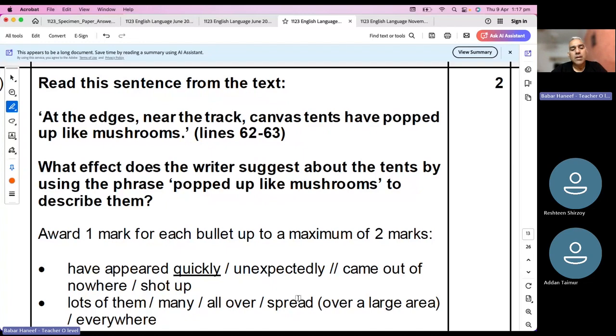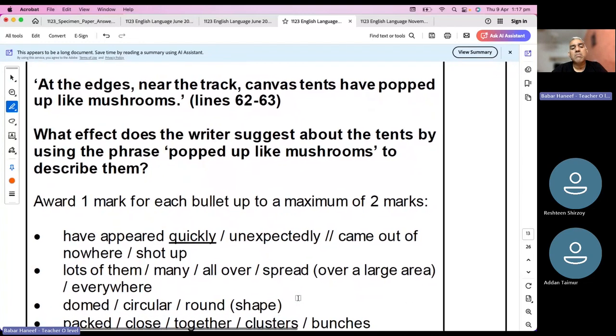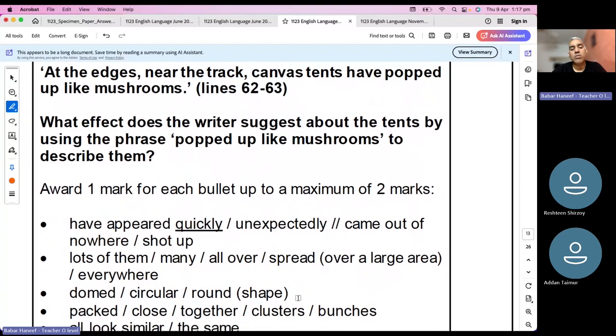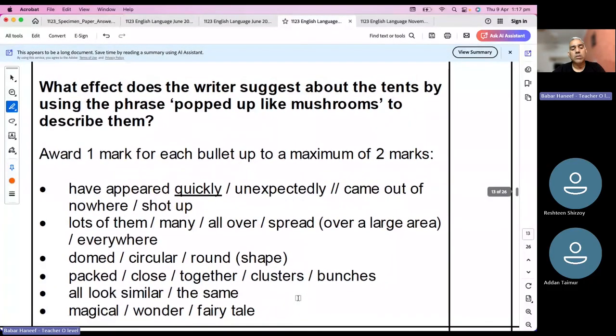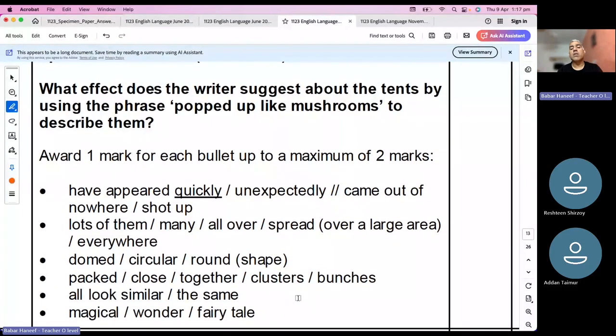And when we say popped up like mushrooms, we always associate mushrooms with a domed or circular shape. They usually have a circular or domed shape. So there are two marks for it. For that, what you can do is say those circular shapes appeared quickly. Okay, that's how you can answer it.